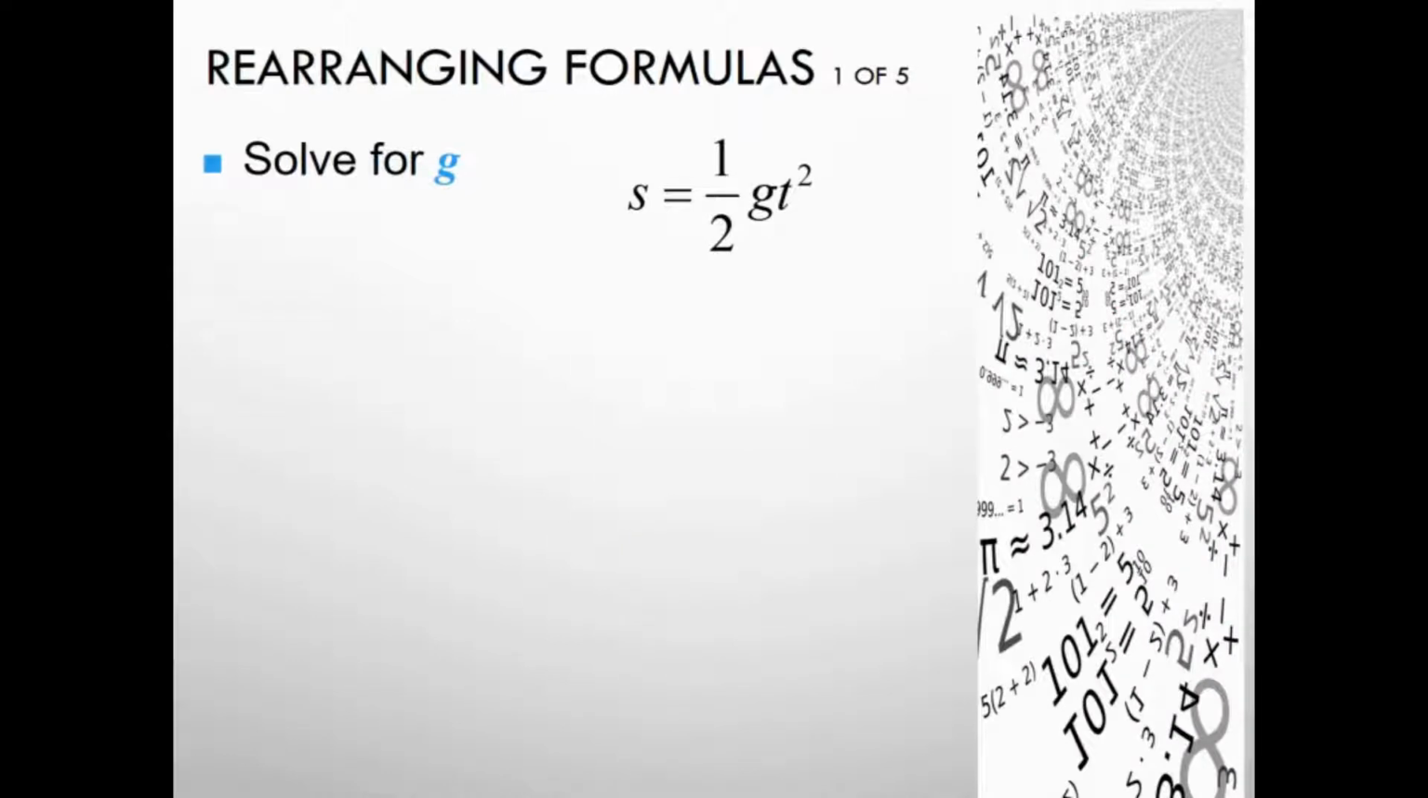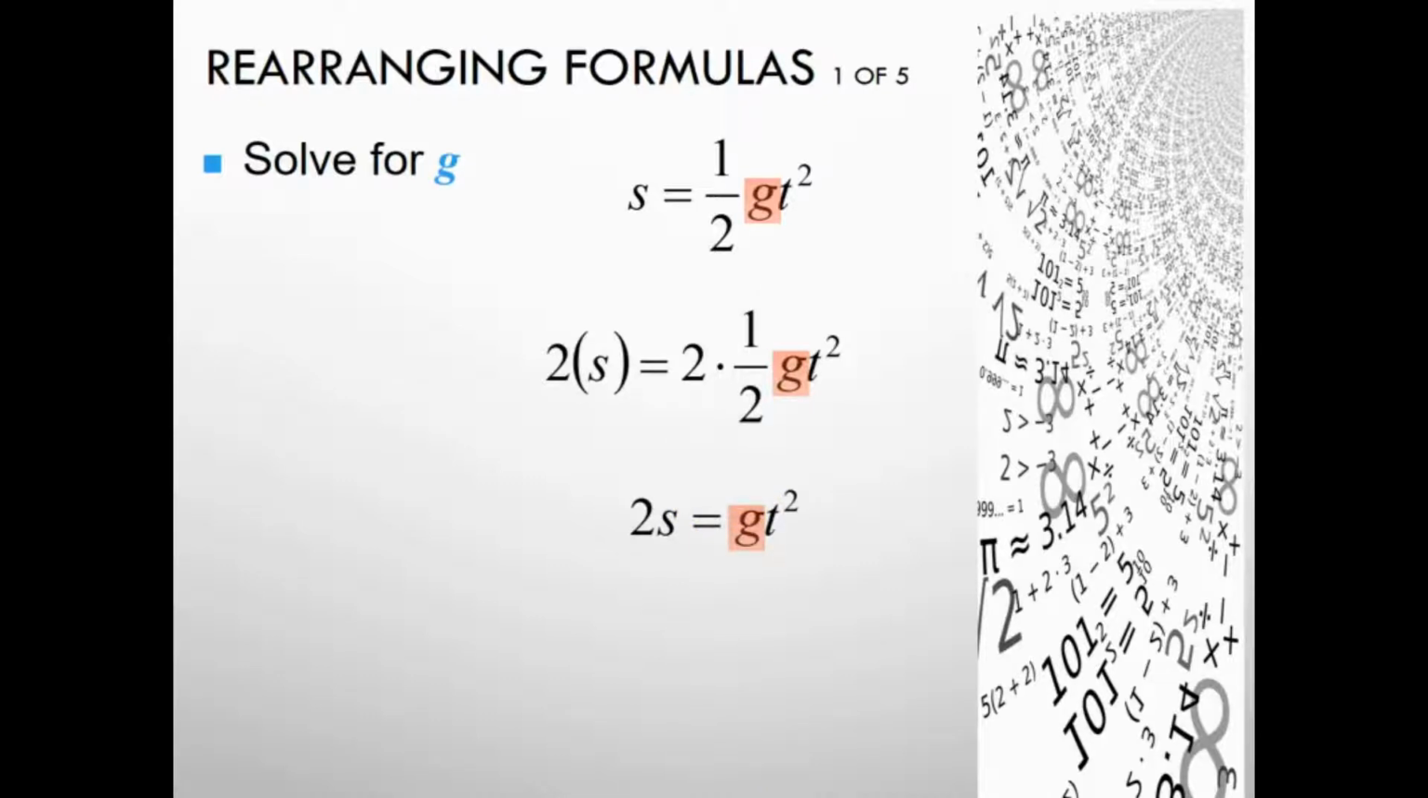And here's our first example. They're giving us this formula and asking us to solve for g. To solve for g, we're going to eliminate the rational expression by multiplying each and every term by the least common denominator, which is 2, given it's the only denominator. So multiplying both sides by 2, and keeping in mind that we want to solve for g, we end up with 2s is equal to, since these are additive inverses, 1 times gt squared.